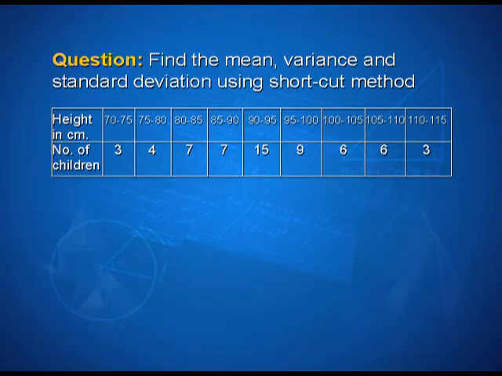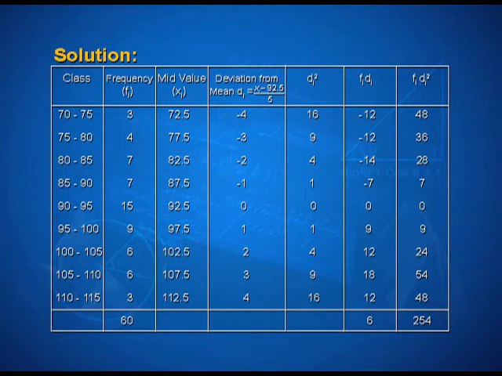Now let us solve an interesting question here. Find the mean, variance and standard deviation using shortcut method. Height in centimeters are the observations given, lying between 70 to 75, 75 to 80, 80 to 85, 85 to 90 and so on, varying till 110 to 115. And number of children corresponding are 3, 4, 7, 7, 15, 9, 6, 6, 3. Now let us look at the solution.